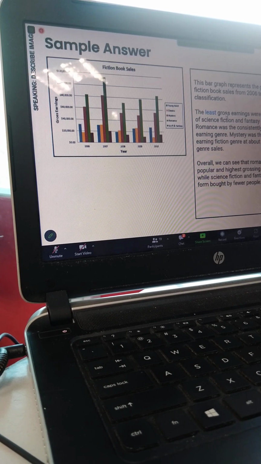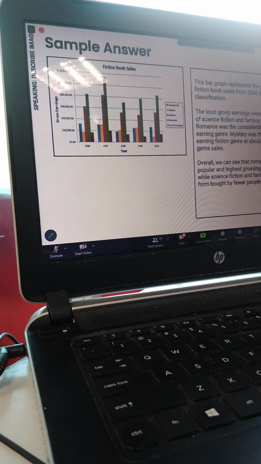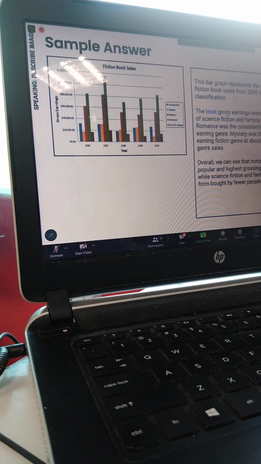Đây nói trong mấy giấy 40 giây ghi trong 25 giây. Học sinh em This mất diagram 20 phút. represents the gross earnings from fiction 40 books giây đọc sold không from hết mà chị 2006 repeat to 2010 read aloud đọc 40 giây classification. là mất từng The giây. list gross earnings Chắc là were tôi mostly nhìn from trừ the đọc sale á. of science fiction and fantasy over the time period. Whereas were the constantly highest gross earning genre.